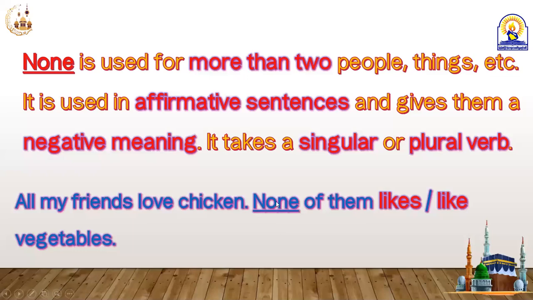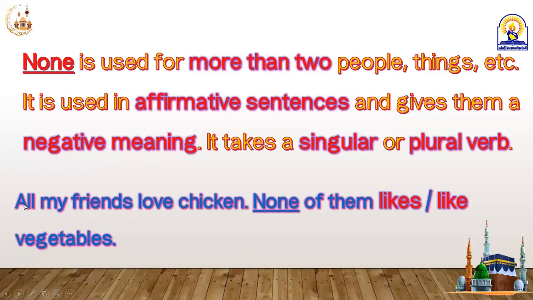Because we used none. None is used when we talk about more than two. Here, the friends, I told you they are more than two from the previous sentence. And I'm sure they don't like vegetables because I used none. None of them. No one of them. Here we can use likes, singular, or like, plural, as you like. Both are correct.